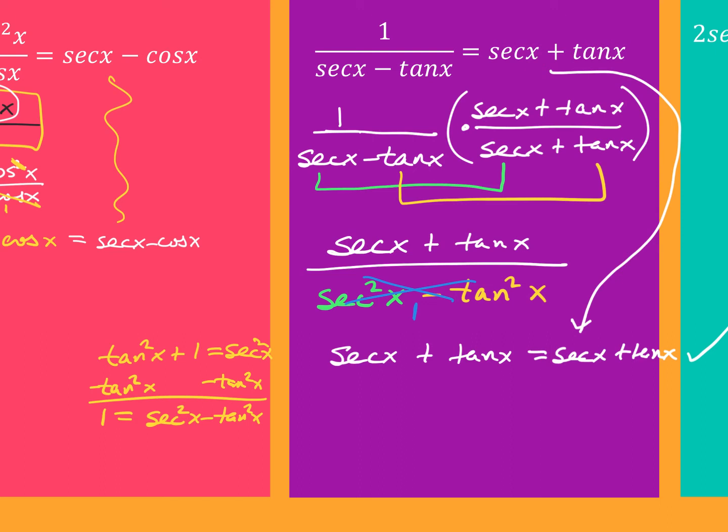So the goal behind multiplying by a conjugate is to turn it into a Pythagorean identity that you can use to simplify. Let's try number 7.